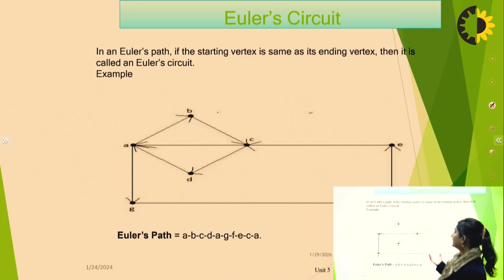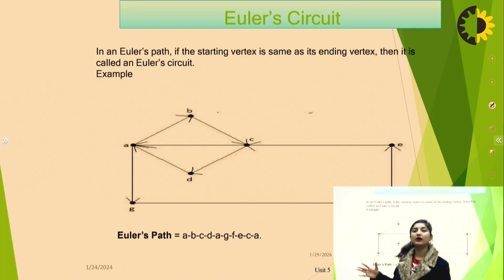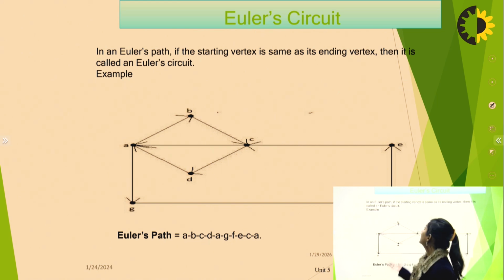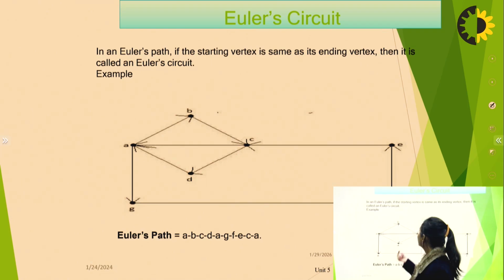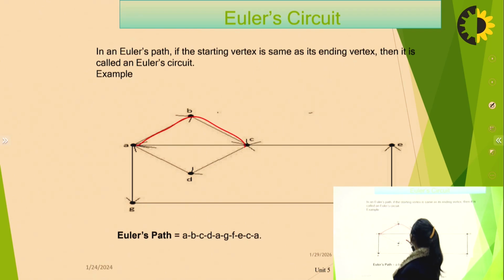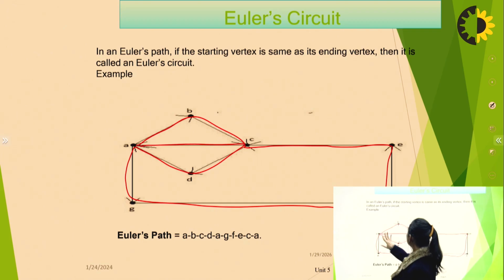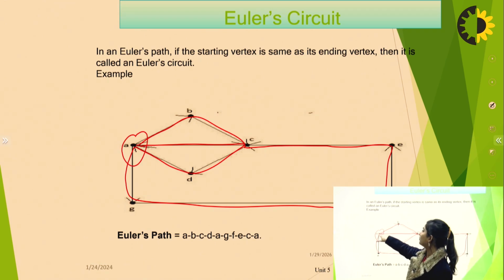Now, Euler circuit, very obvious. Any circuit which contains a Euler path is a Euler circuit. So, in a Euler path, if the starting vertex is the same as its ending vertex, then it's called a Eulerian circuit. A circuit is always a closed one. So, it begins and it ends at the same point. For example, I started with this point and I'm able to traverse this entire graph all at once. We started at the same point and ended at the same point. Hence, it's a Euler circuit.